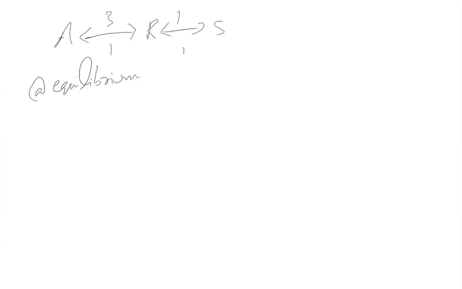Done this one, then let's take another profile. A gives R. Yes, let's say this is 3, 1, this is 1, 1. I'm just plotting all the examples of the textbook. Here at equilibrium, what happens? At equilibrium, what is the forward rate? 3 CA, which is equal to CR, this equilibrium. And CR is equal to CS.